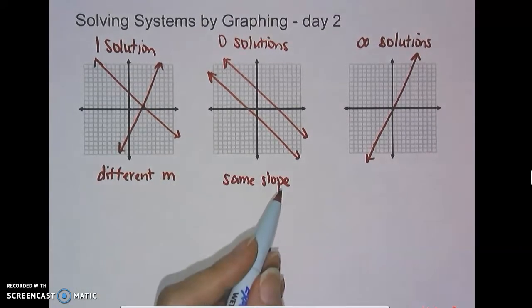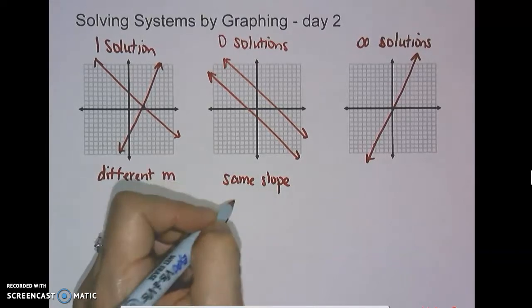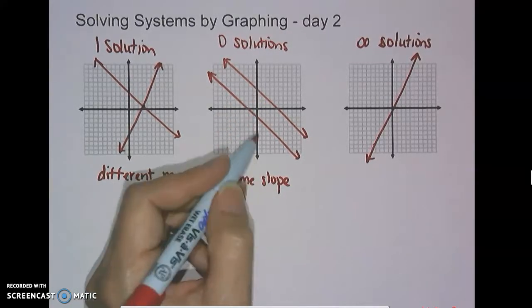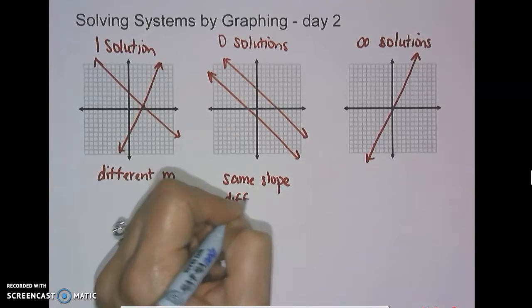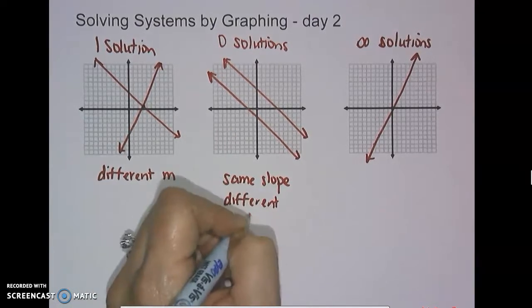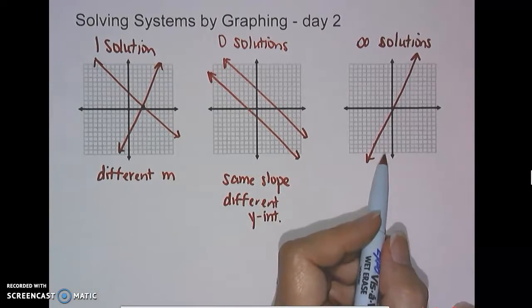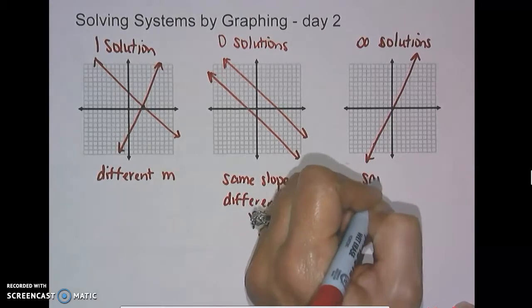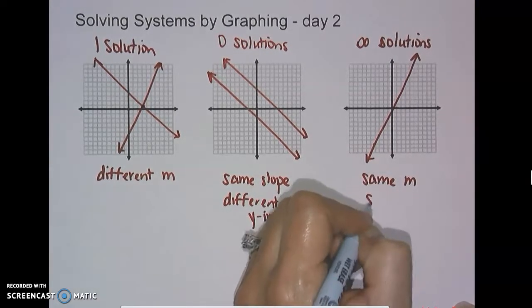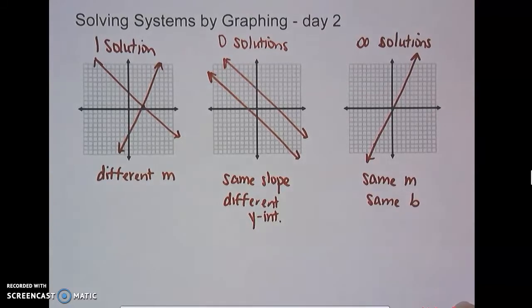I don't know why I spelled it out this time instead of putting m. So same slope. But what do we know about their y-intercepts? Those are going to be different y-intercepts. And if they're infinite solutions, they're going to have the same slope and the same y-intercept because they are the same line. Okay, so those are the three situations that we're in. If we're just looking at two equations in y equals mx plus b form, we should be able to know or predict what type of situation we're going to be in based on that.